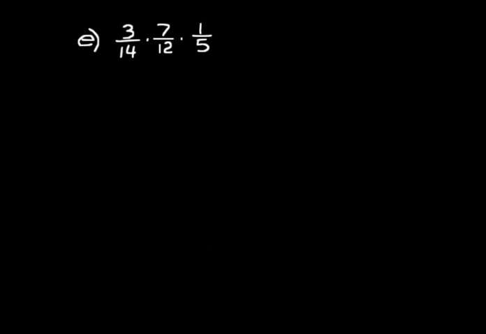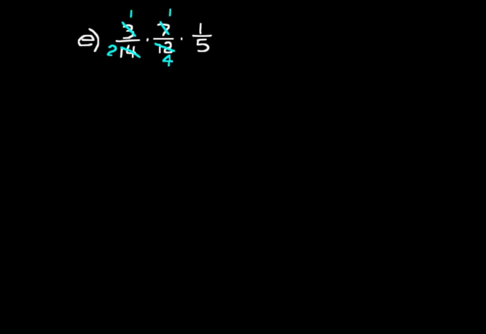Recognize that you have a 7 in the numerator and a 14, so you have a greatest common factor there of 7. That would make this a 1 and this a 2. Then just recognize the 3 over 12. There's a greatest common factor of 3. So this would end up as a 1, and this would be a 12 over 3, which is 4.